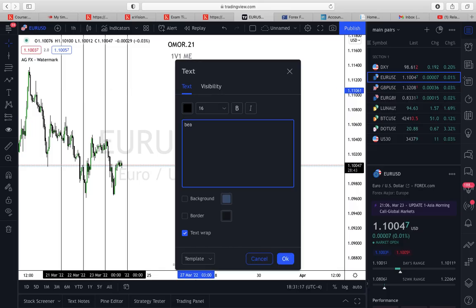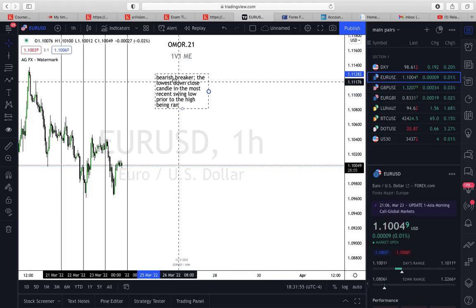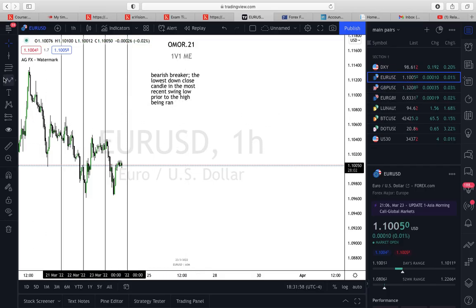So let's say bearish breaker. How should I define it? Bearish breaker: the lowest down close candle in the most recent swing low prior to the high being run. Okay, just have this definition for here, it will make sense. So now let's look at what a breaker looks like.